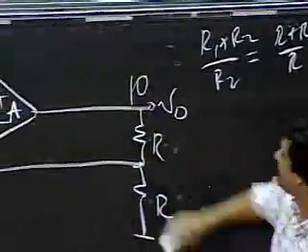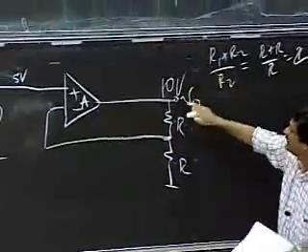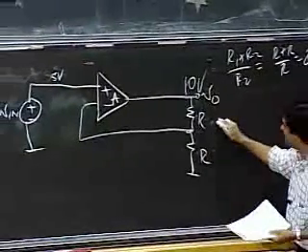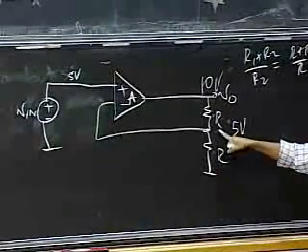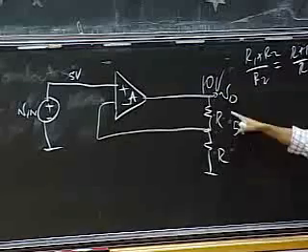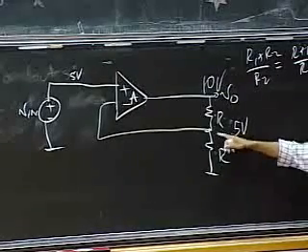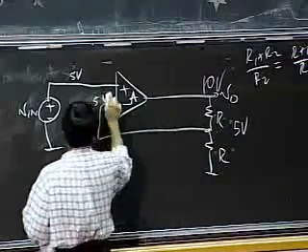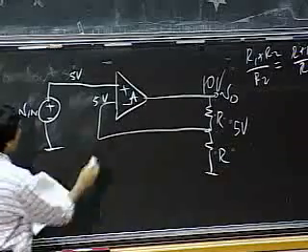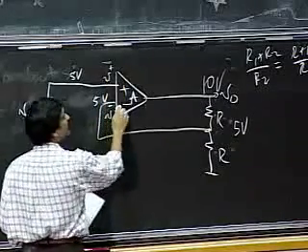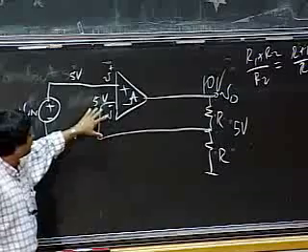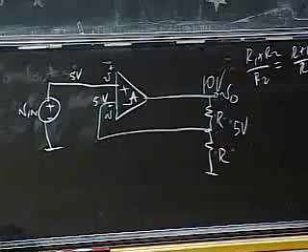So this will be 10 volts. If that is 10 volts, this is going to be 5 volts, correct? This R and R voltage divider gives 5 volts here. So this is V plus, this is V minus, and I get 5 volts here. That's how the circuit looks.